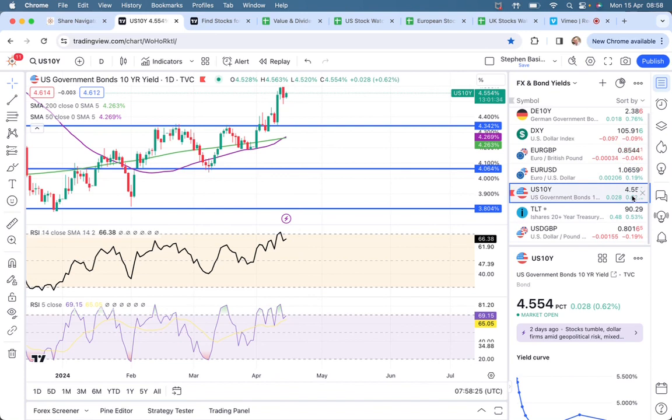I think this is a big problem in my view for stocks going forward. And as long as that remains elevated, for me, the stock market is going to struggle.